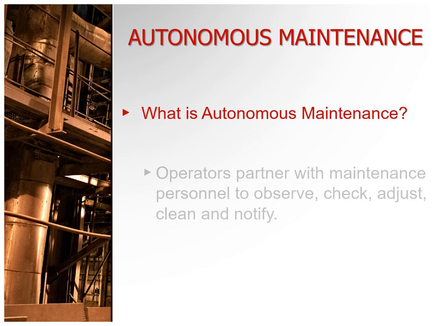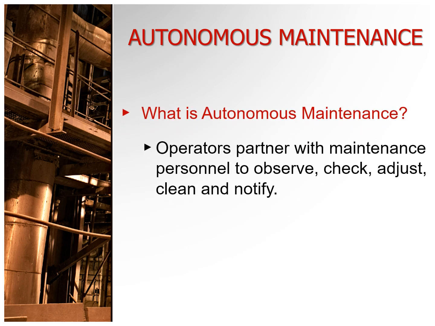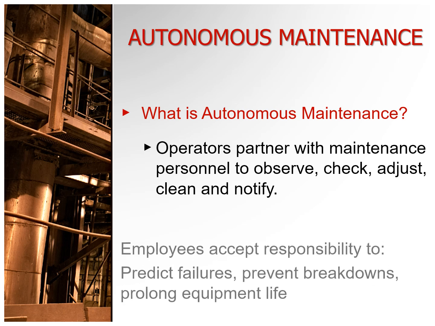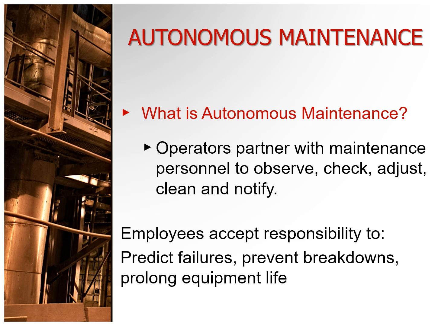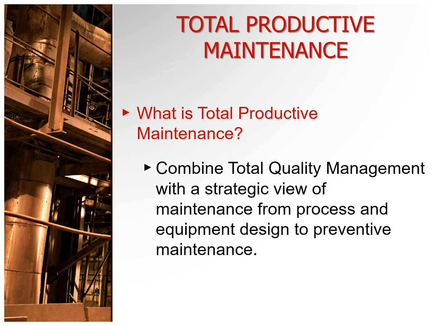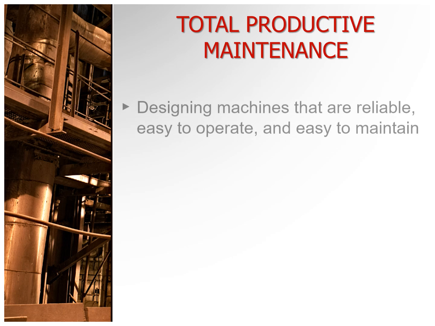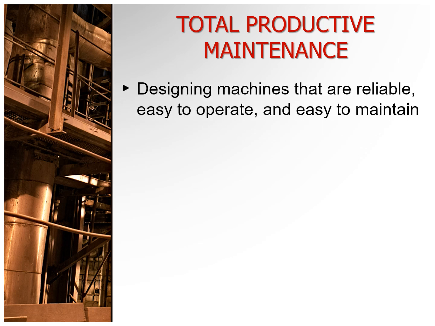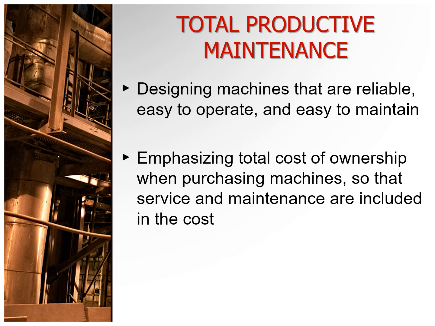Autonomous maintenance. What is that? Well, operators partner with maintenance personnel to observe, check, adjust, clean, and notify if there's a maintenance problem. Employees then accept responsibility to help predict failures, prevent breakdowns, and prolong the equipment life. Total productive maintenance. We combine total quality management with a strategic view of maintenance from the process and equipment design to preventive maintenance. So total productive maintenance is designing machines that are reliable, easy to operate, and easy to maintain. Emphasizing total cost of ownership when purchasing machines so that you include the service and maintenance costs.